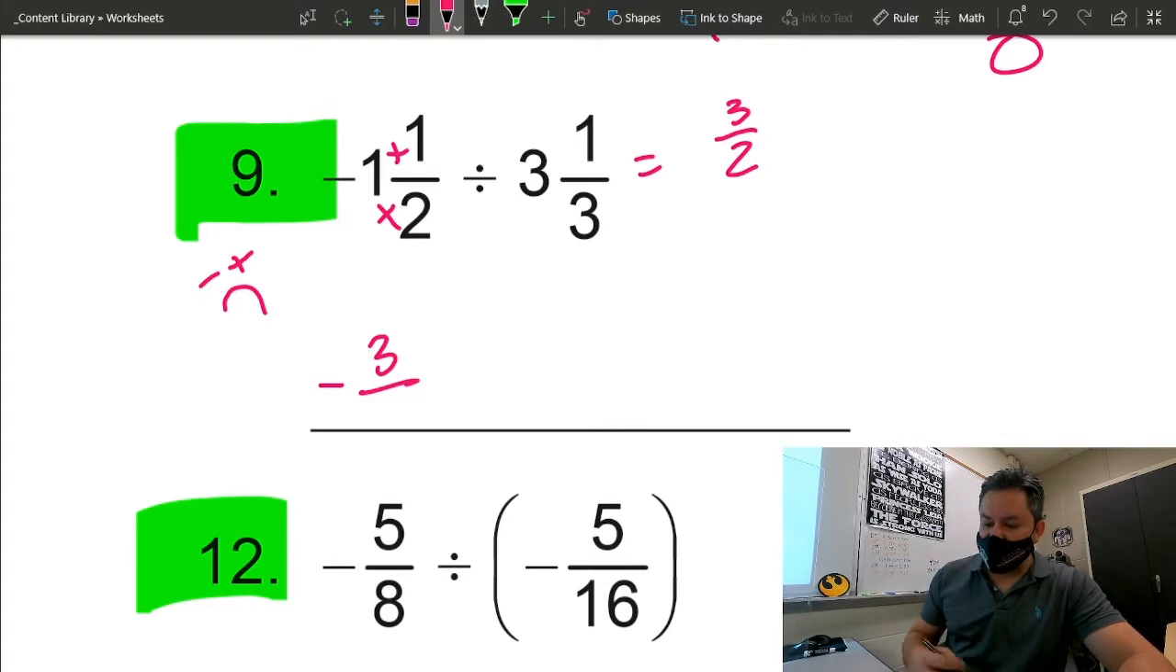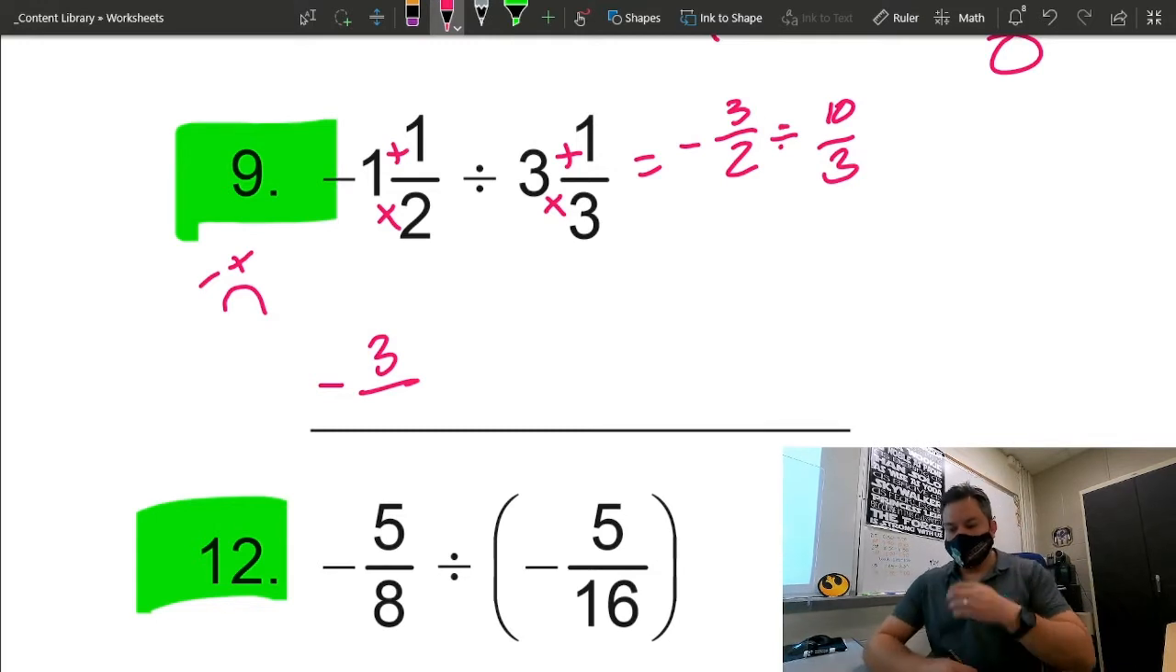3/2. That's the first one. Negative divided by. Multiply, then add, put it on top. 3 times 3 is 9, plus 1 is 10/3. And we're just gonna go ahead and do keep, change, or we can cross it. Which one would you like me to do?